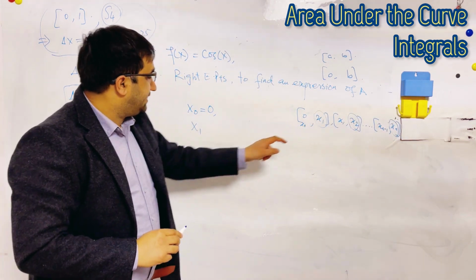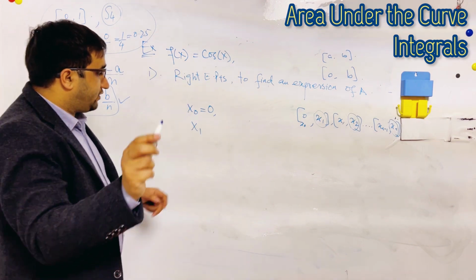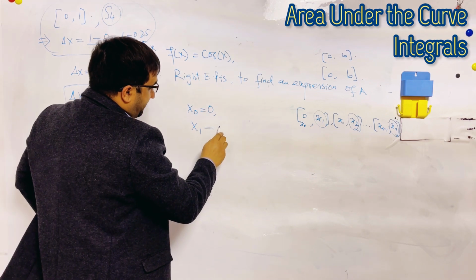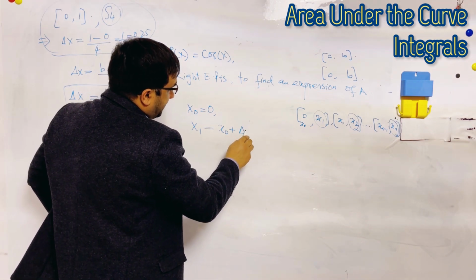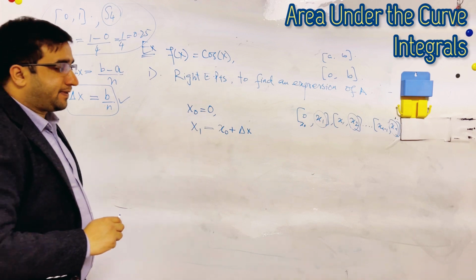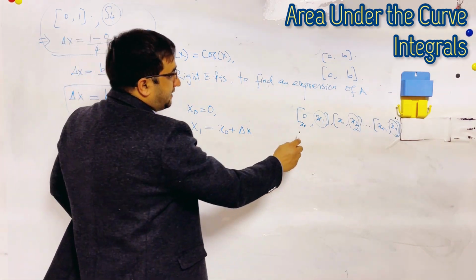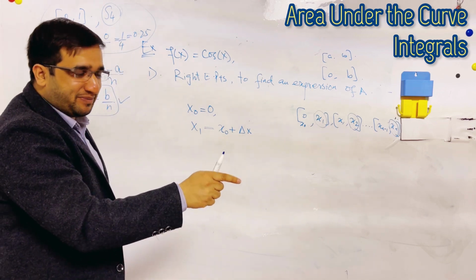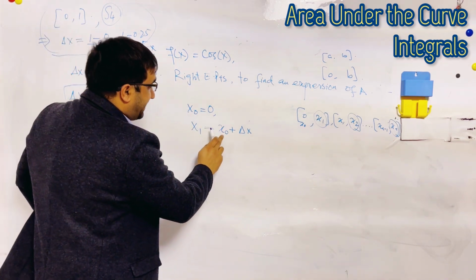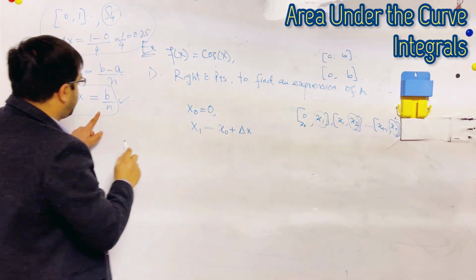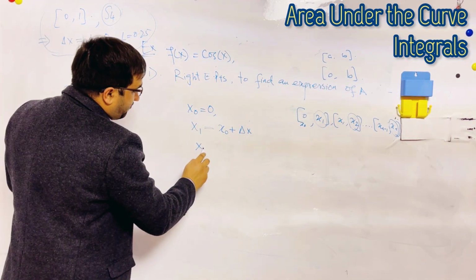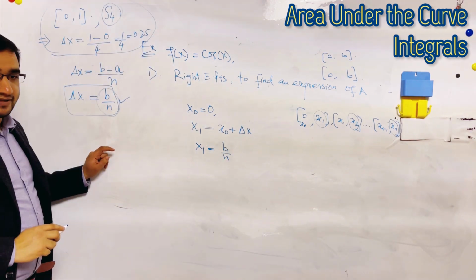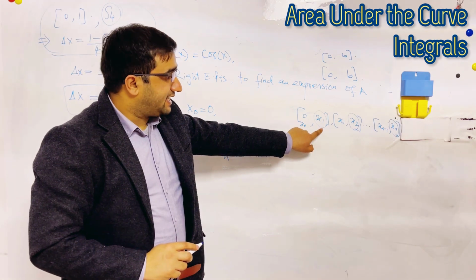For this, I need x naught. I told you that x naught is the starting point. x1 means x naught plus 1 times delta x. Do you remember? Now x naught is 0 and delta x is b divided by n. So my x1 is 0 plus b divided by n, so it is b divided by n. So I got the first right endpoint.